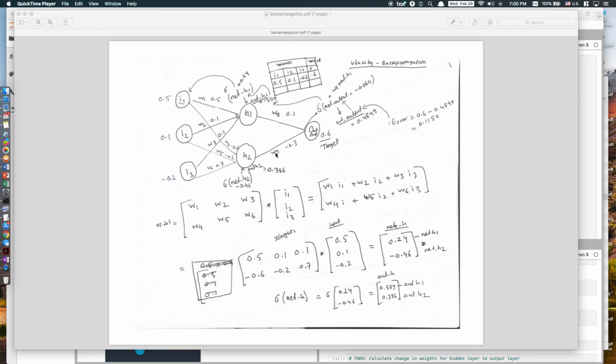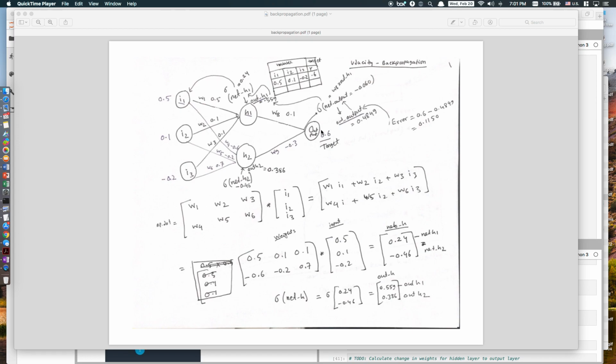If we want to change w9, we will subtract from w9 the error multiplied with this one, multiplied with 1 minus this one, multiplied with this value. That will be subtracted from w9.